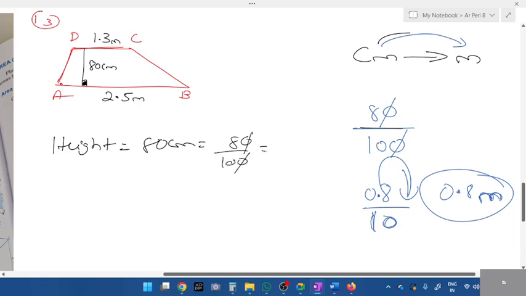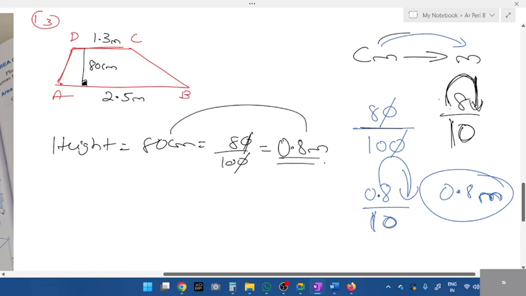Cancel this. Use the shifting method. You get 8 by 10. From the extreme right hand side, how many zeros are there in the denominator? 1 zero. For 1 zero, you have to move one position, left hand side or right hand side for division? For division it is left hand side. 0.8 meters. See, we have converted to 0.8 meters.